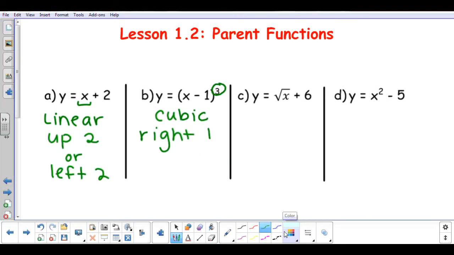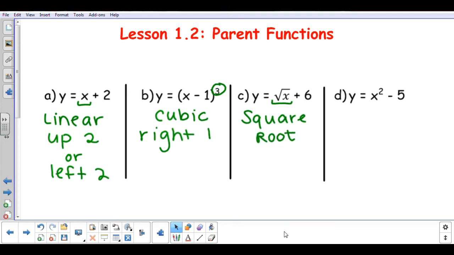In C, I have y equals the square root of x plus 6. So I know that I see the x under the square root sign, so that's a giveaway that this is going to be our square root function. And same as we've done for the previous, I'll go into the calculator and graph to figure out its transformation.